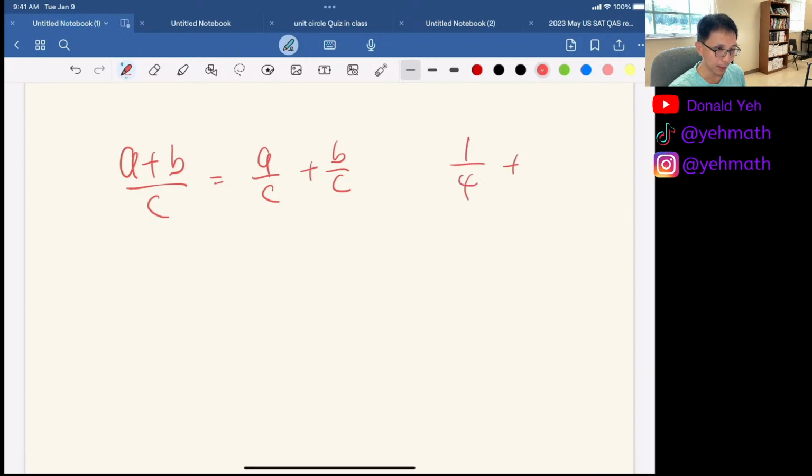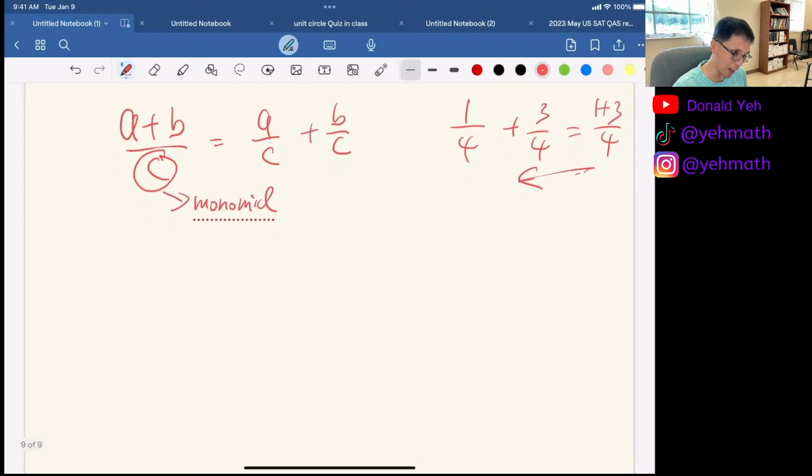Remember, 1/4 plus 3/4 is equal to (1 + 3)/4. Do you remember this? But we never learned it backwards, like (1 + 3)/4 is equal to 1/4 plus 3/4. You never learned it backwards, but I'm going to teach you. You can do it backwards. If the bottom is one term, a monomial, you can always split.